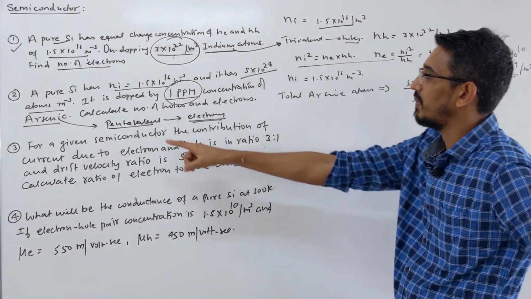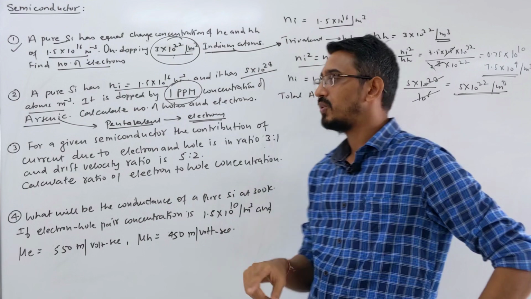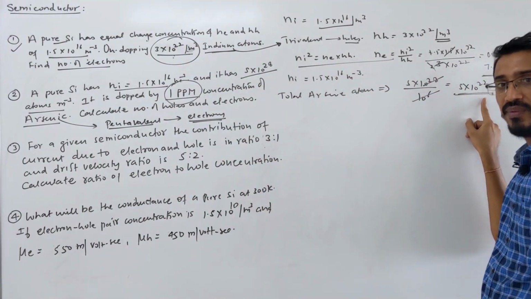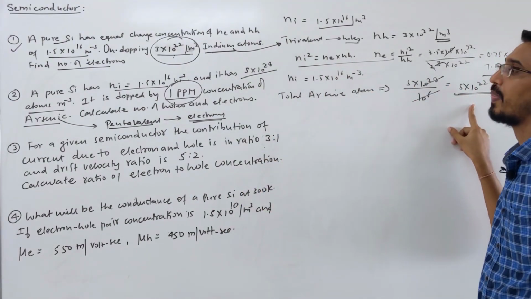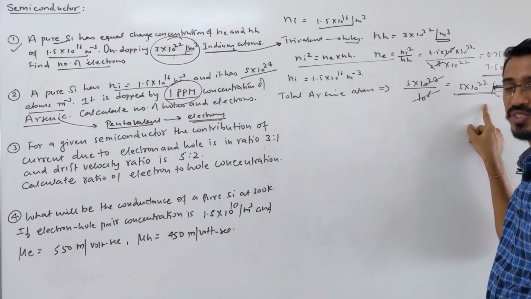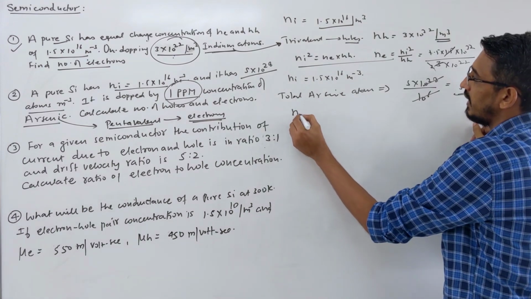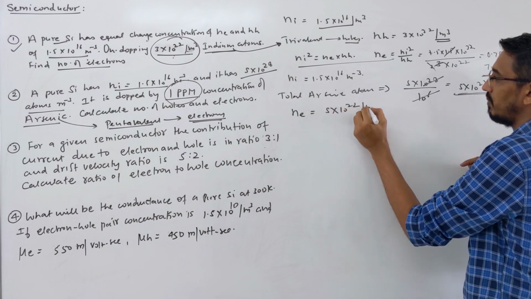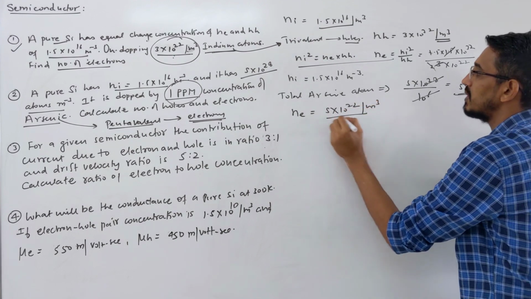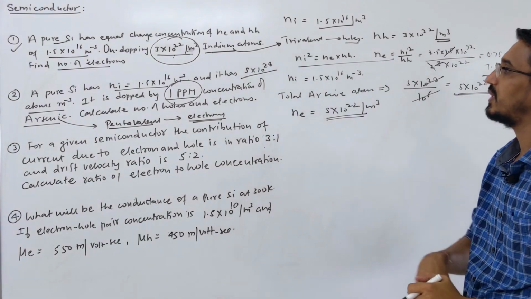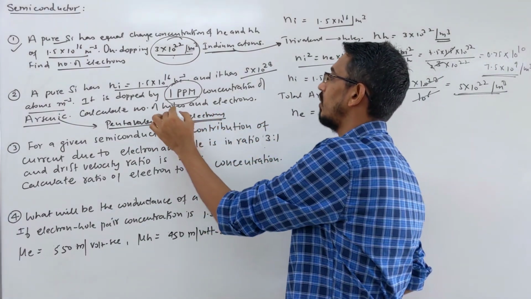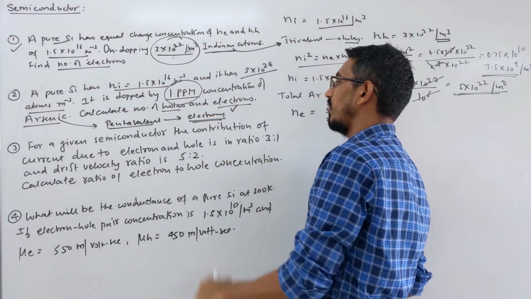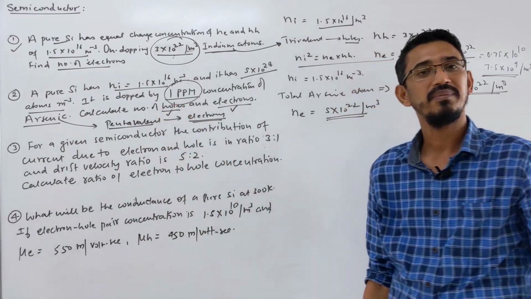And arsenic is pentavalent, it gives electrons. This much number of arsenic atoms we have doped, so this much number of electrons will be generated. So the number of electrons, Ne, is simply 5 into 10 power 22 per meter cube. This is the number of electrons generated. And this question asks for the number of holes and the number of electrons. The number of electrons is already found, and the number of holes you can find by the mass action law.